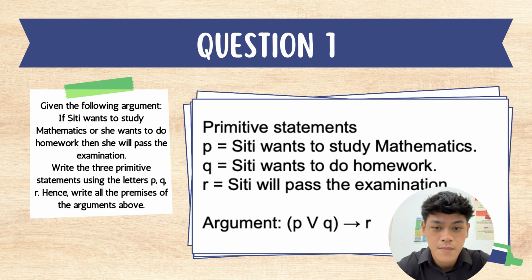So, by answering the question, if Siti wants to study mathematics, which is P, or Siti wants to do homework, Q, is true, then R, Siti will pass the examination, must be true. So, the form would be P, if P or Q, then R, which is the argument that is written on the slide.